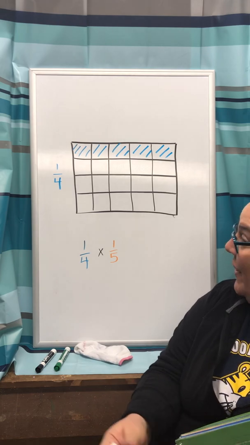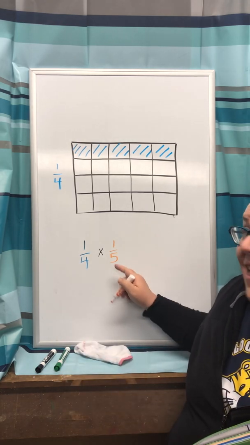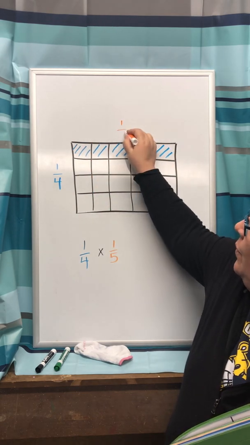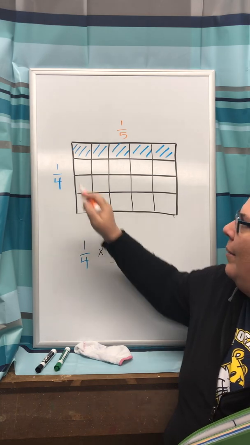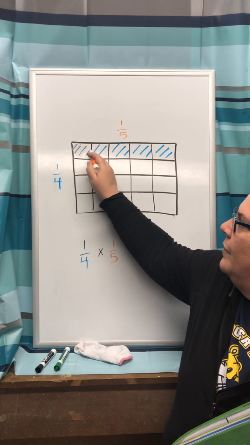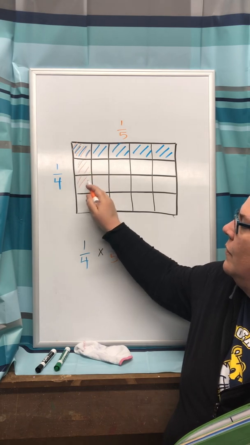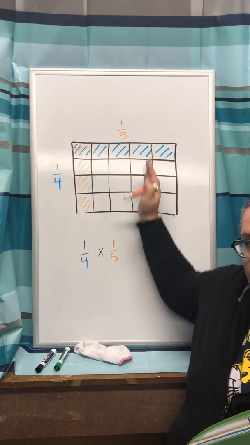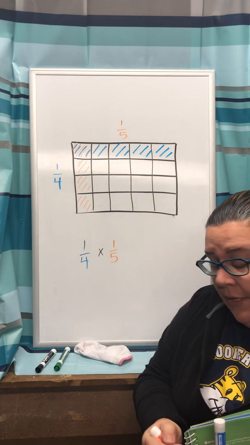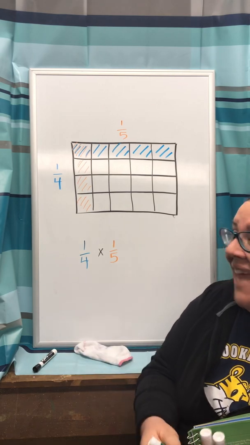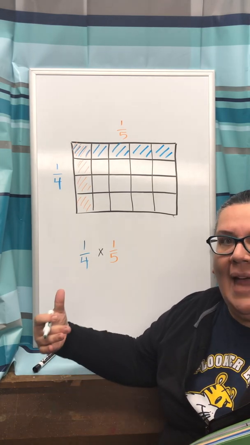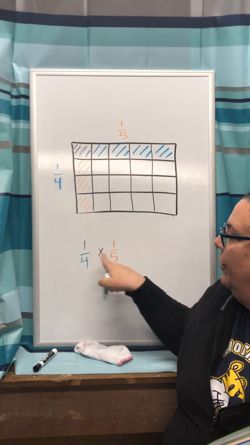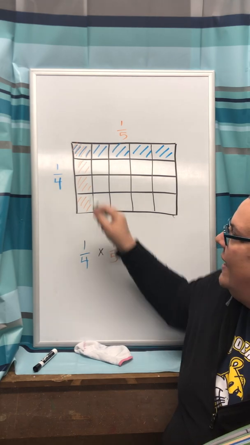Okay, when I go the other direction, I'm now looking at fifths. This one's broken up into, remember, 5 columns. So when I shade that one in, I'm going to shade here. So I've now shaded in one of the 5 columns. And then my answer to this question then is the section where those two overlap each other. So the only box that has both blue and orange in it is this box up here.